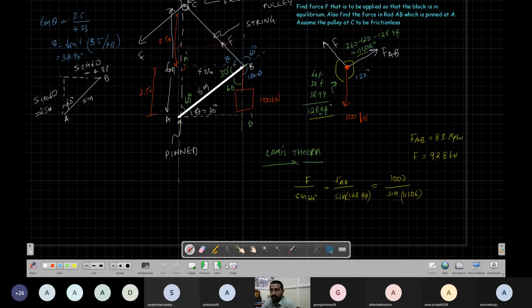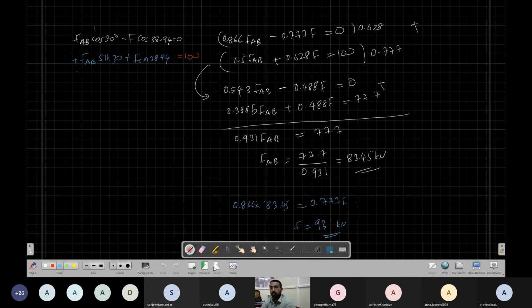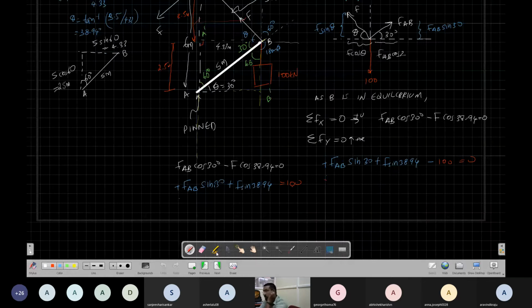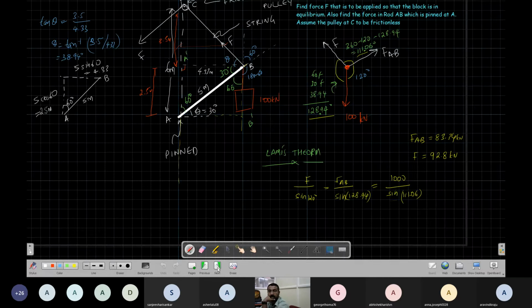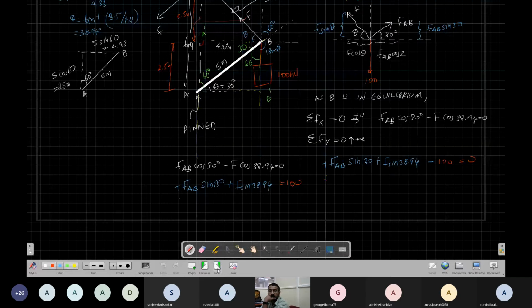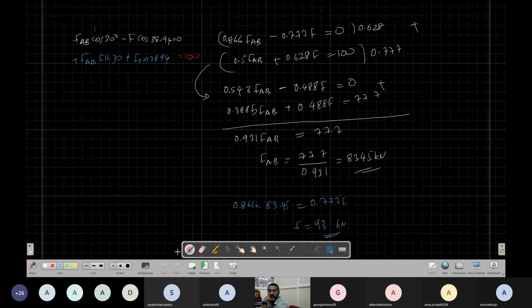Okay, 83 and 3, these two. Yeah, so these are two different methods of solving it. Any two methods, as you are comfortable, you can solve. Until and unless the problem requires Lami's Theorem, use Lami's Theorem. Okay. Now we will start a new topic.